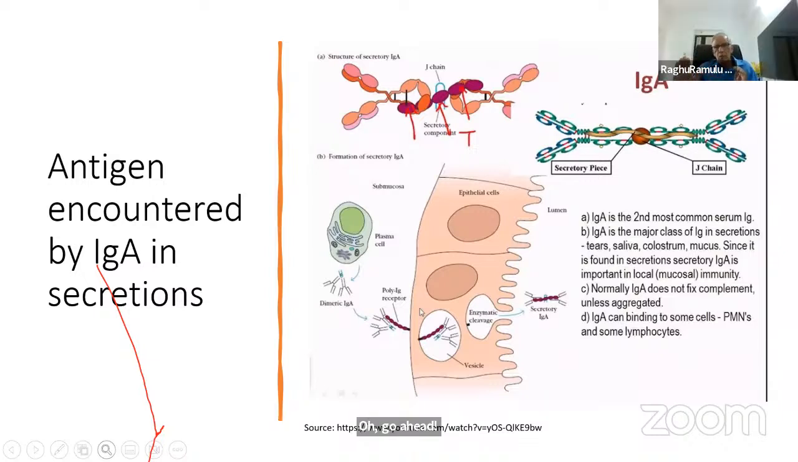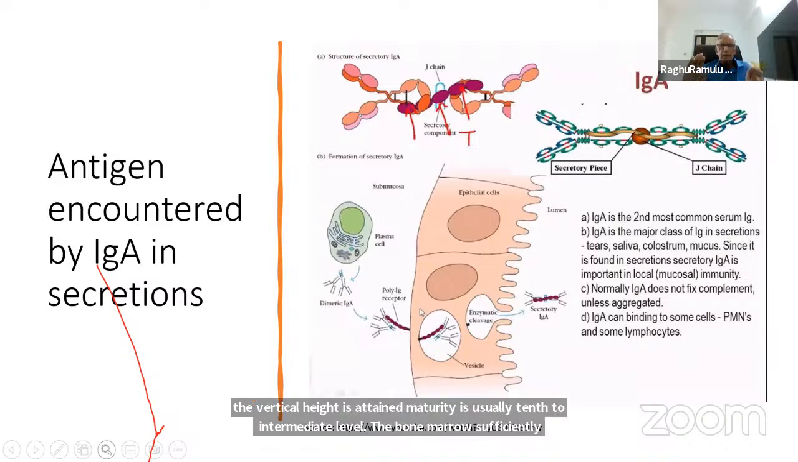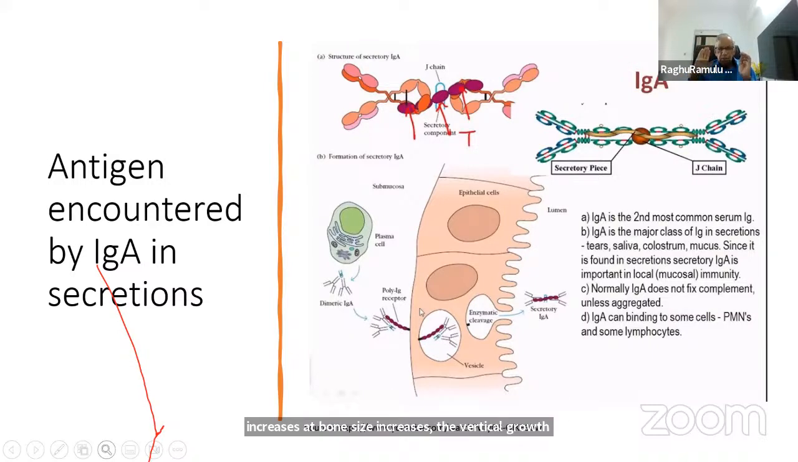born until the child grows, till her own thymus is formed or till her own bone marrow is formed, because bone marrow formation occurs in the course of age and it increases once the vertical height attains maturity. Usually by the 10th to intermediate level, the bone marrow sufficiently increases, or bone size increases, and the vertical growth stops. By the time bone marrow attains sufficient size, then it produces all kinds of B cells, etc. Till that time, the young ones are taken care of by means of the mother, by way of colostrum or the milk. Now let us see the next slide.